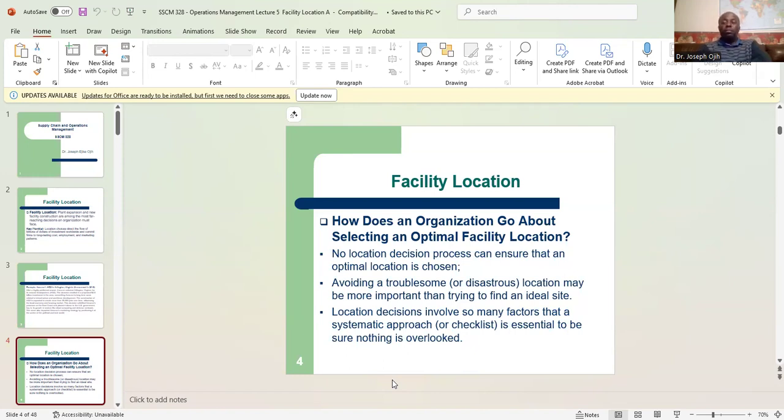How about in the Middle East? In that case, there's also a lot of risk involved. There are some countries that have an environment that is very conducive for business. There are also some countries or even locations that have a business environment that is anti-business. So you have to look into that as well. So then there is also the location decision that involves so many factors that require a systematic approach to deciding where to locate the business.